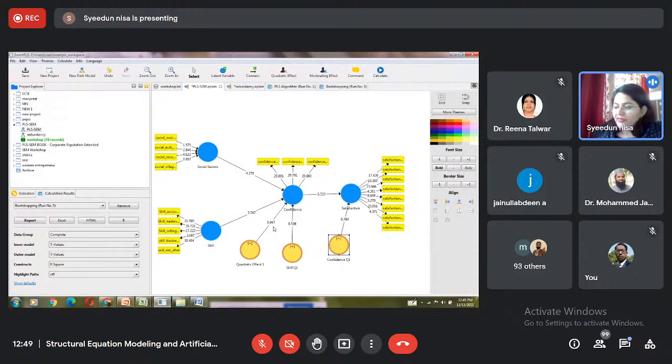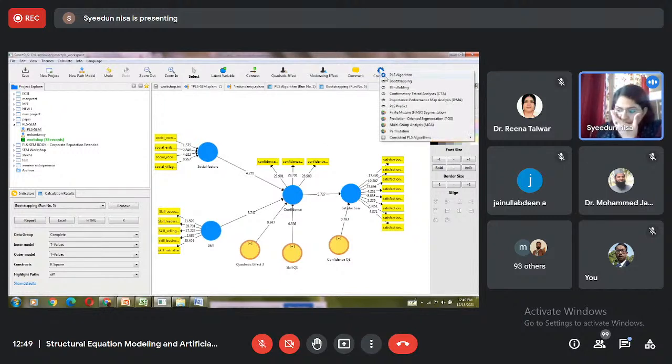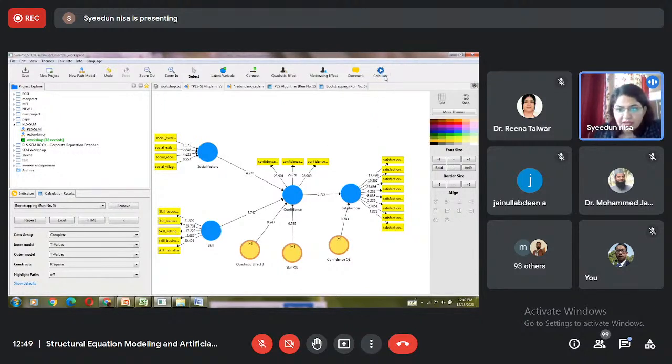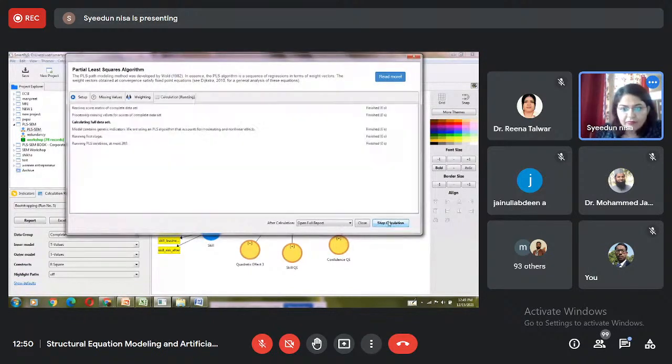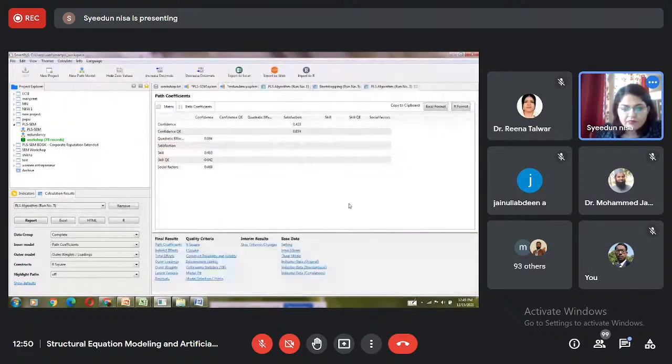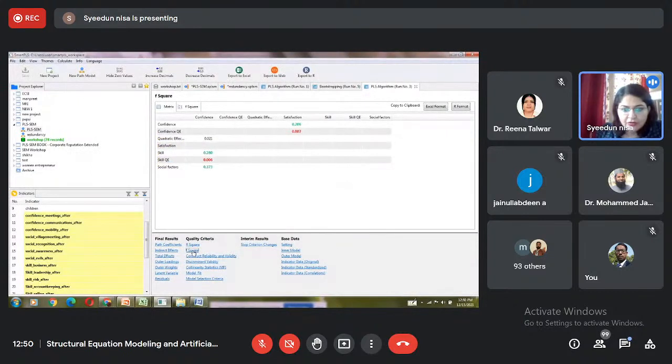Apart from that, we should also run F square, to know whether the relationship is linear or not in the non-linear case. For this we run one more thing, which is F square. We run it in the PLS algorithm. We look for the F square value, and what is the value here?